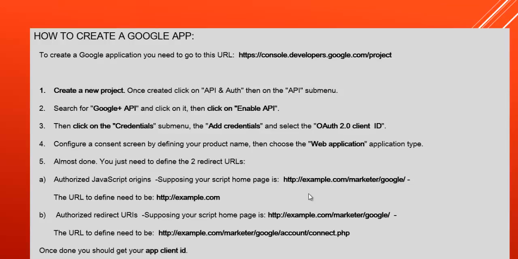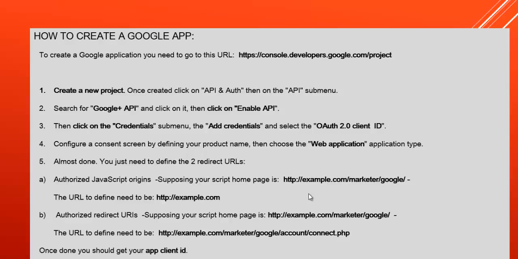We need to create a Google app account. Once you have a Google Plus app account, you need to create a project. Once you create a project, you also need to create an API and grant it an authentication. On the Google Plus API, we need to click on Enable API, and thereafter you click on Credentials, you add credentials. Then we need to configure the consent screen by defining the product name, then choose the category web application. At this point, we are almost done, where you just need to define two redirect URLs.